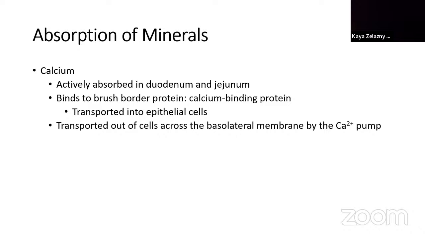Which brings us to calcium. Calcium gets actively absorbed in the duodenum and in the jejunum. One of the ways this happens is it binds to a brush border protein, another one embedded in the wall, specifically called calcium binding protein, not very exciting. So it gets transported into the epithelial cells, where it binds to the brush border protein. And then there's a calcium pump on the basolateral membrane, which moves it out of the cells and into your bloodstream.